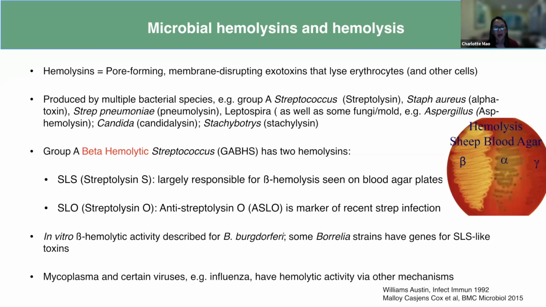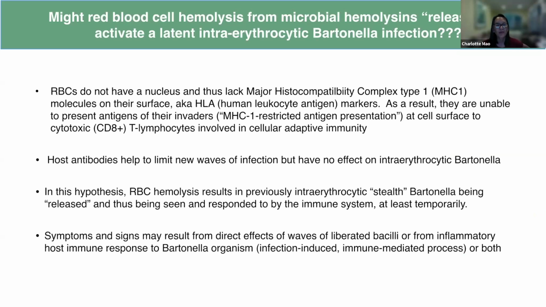As I mentioned, hemolysins or beta hemolytic activity have been described for other organisms, including, interestingly, Borrelia burgdorferi. And in fact, some non-burgdorferi Borrelia strains have been found to have genes for streptolysin S-like toxins. Other organisms, such as mycoplasma and certain viruses, for example, influenza, do also have hemolytic activity, although it's via other mechanisms, which I won't get into here in the interest of time. So the hypothesis I'm raising is, could it be possible that red blood cell hemolysis might actually activate a latent intraerythrocytic Bartonella infection?